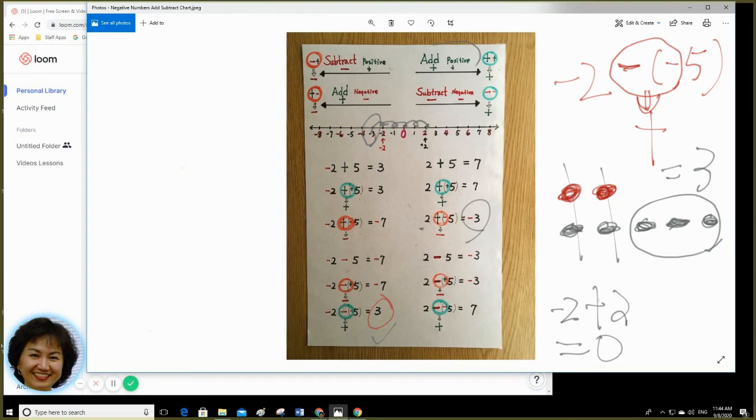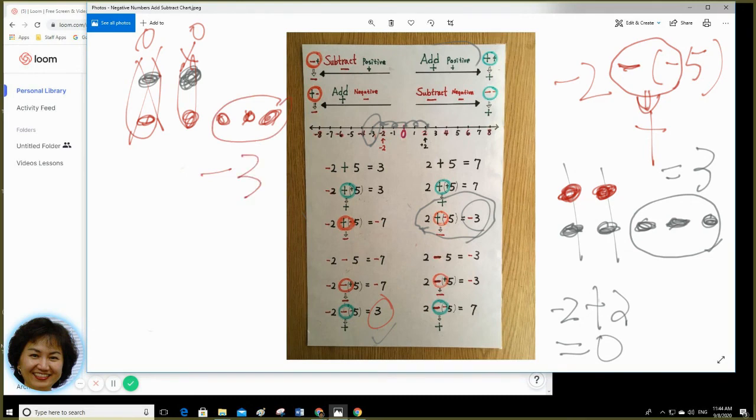You can see this one is a positive 2, subtract 5: 1, 2, 3, 4, 5. So this makes it 0, this makes it 0, so we get negative 3. That's how this goes. 2 minus 5 is the same thing. 2 here minus 5, so go to the left. We get negative 3. 2 minus a positive 5 is subtracting, so it's negative 3.